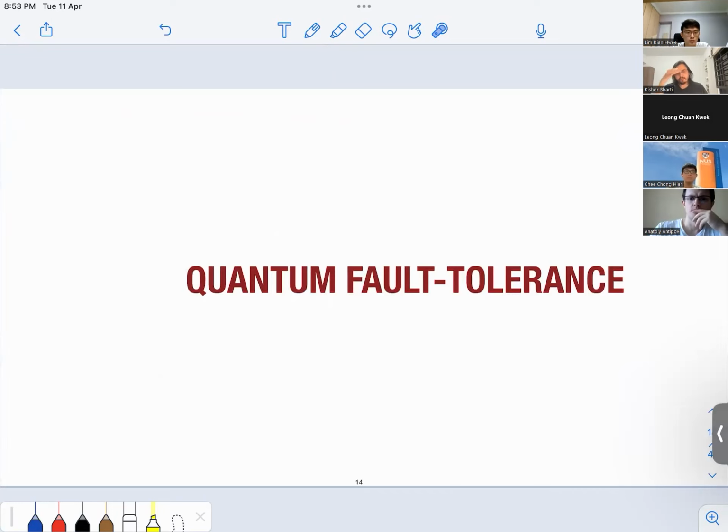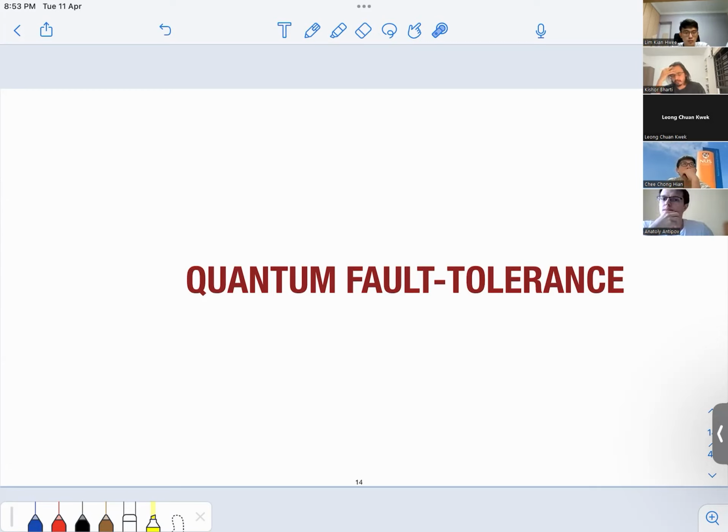Good. So now let's look at quantum fault tolerance. Without quantum fault tolerance, no quantum computing. We need it. Quantum fault tolerance is required. Not a resource, I would say, it's more like a procedure, you can say, that without fault tolerance, you can.